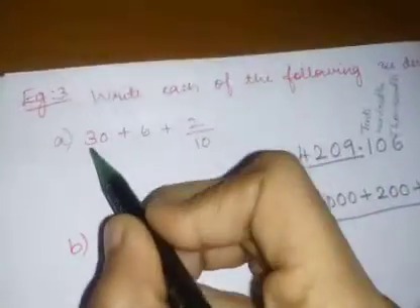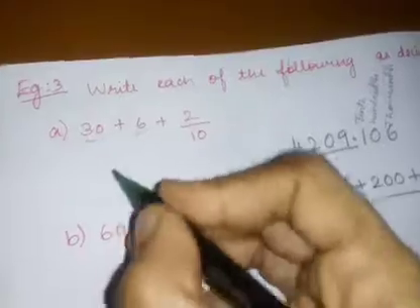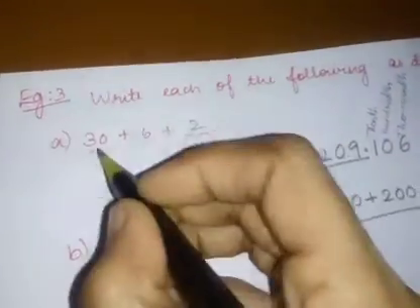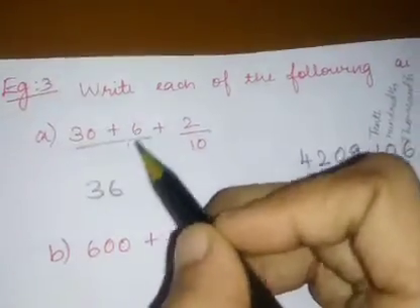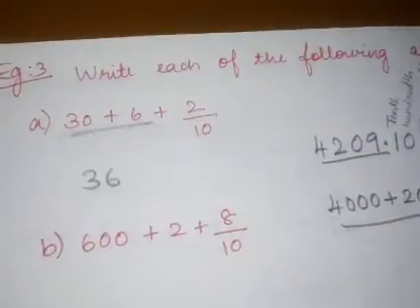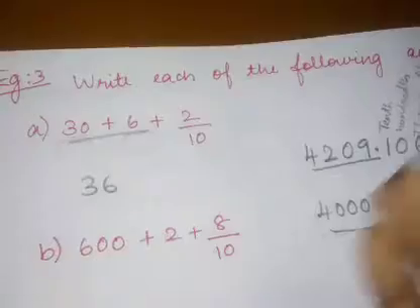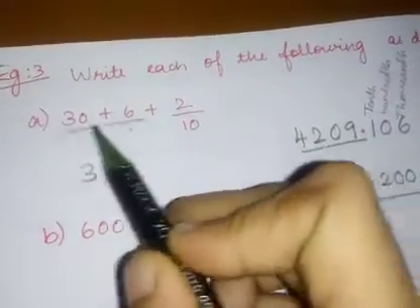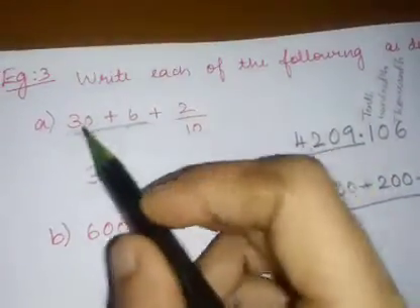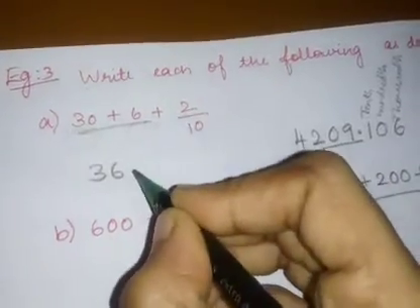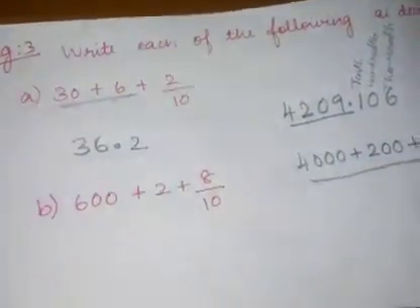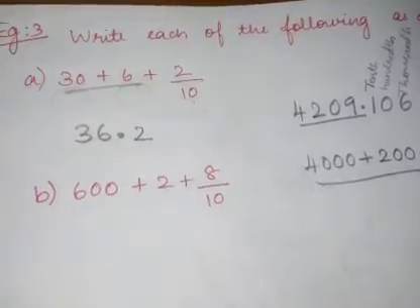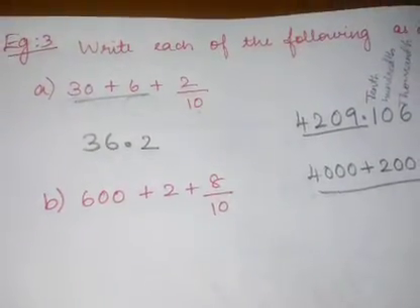Okay, so now can we make this expanded form into a number? Yes. So 30 is there. Next is 6. Actually these two are the whole part. Why? Because they don't have anything in the denominator. So if there are no values in the denominator like this, then these are all the whole part. So 30 plus 6, 36, and 2/10 gives 36.2. Okay, 36.2 is the decimal number.